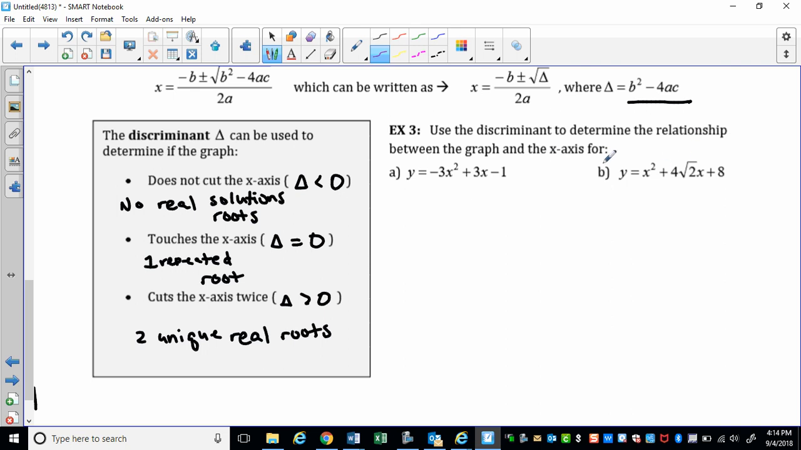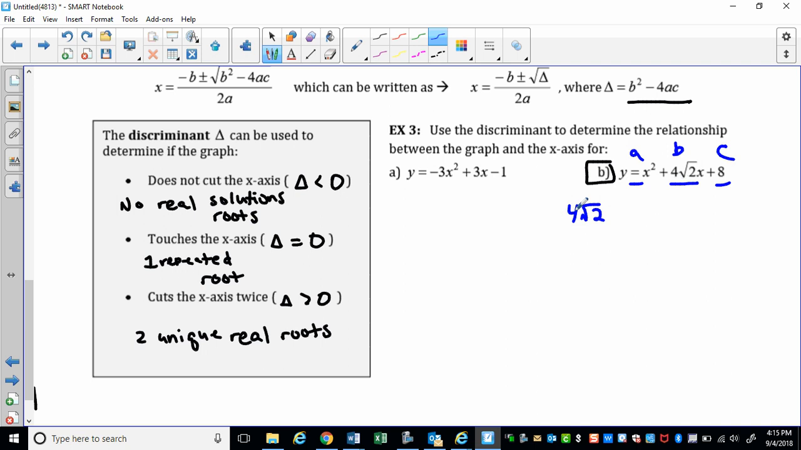Let's try this one because it looks harder. It looks more difficult. Alrighty. So I'm just going to look at the b, which is 4 square root of 2. And then I need a and c. So this is b, a is 1, and c is 8.